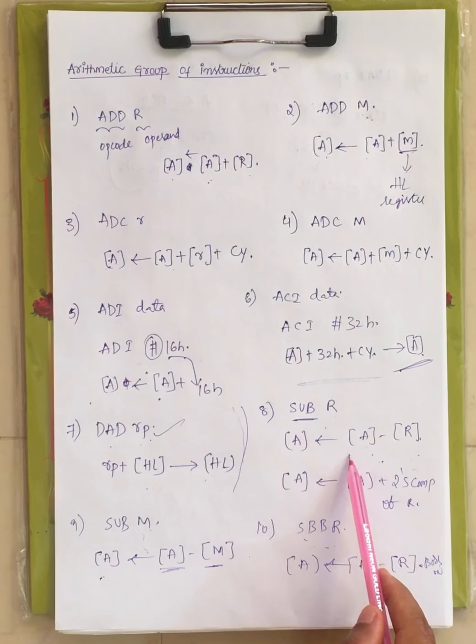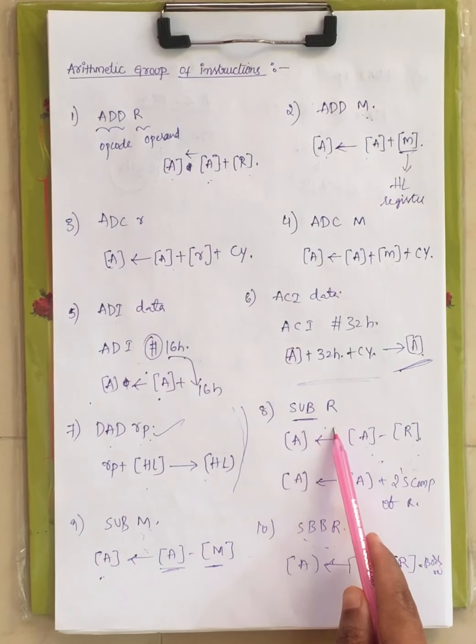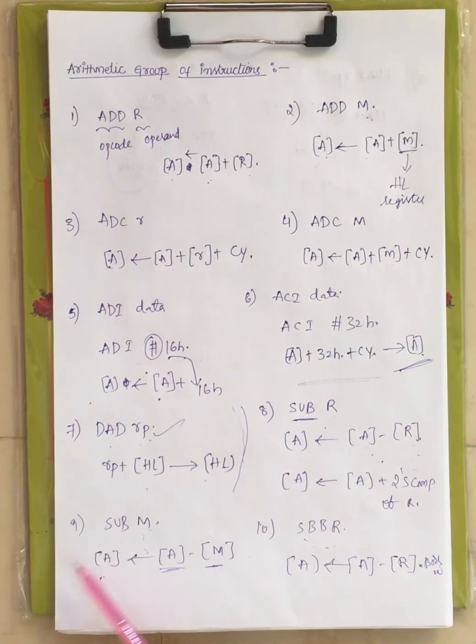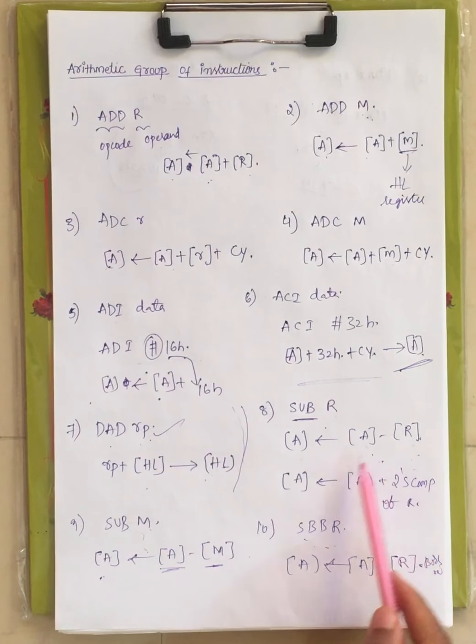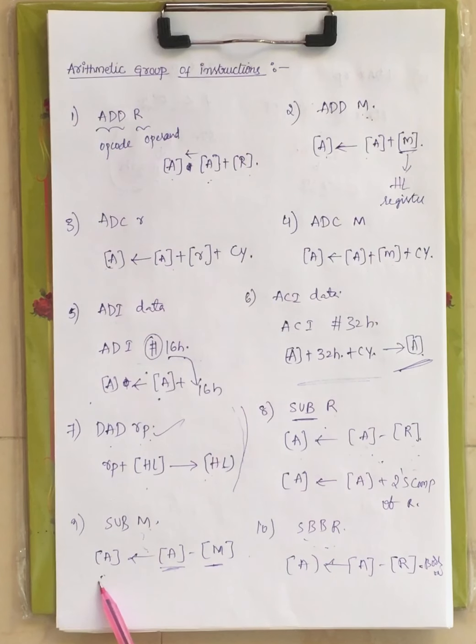Now coming to the 8th instruction, subtraction, right? The contents of the accumulator and the contents of the R register, which is specified within the instruction, are subtracted and the result is stored in A itself, right? Another way of representing this is A plus 2's complement of R, the 2's complement of the contents of R, right? Now coming to the 9th instruction, SUB M, right? Whatever memory location is specified within the instruction, that memory location's contents are subtracted from the accumulator. The result is stored in the accumulator itself, right?